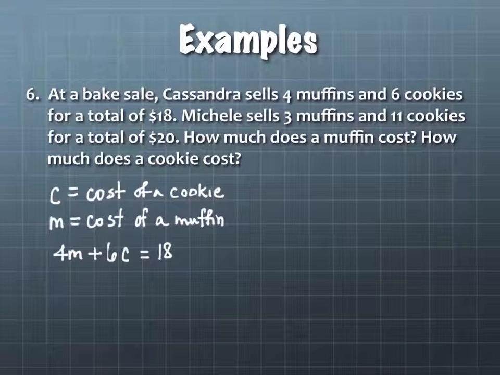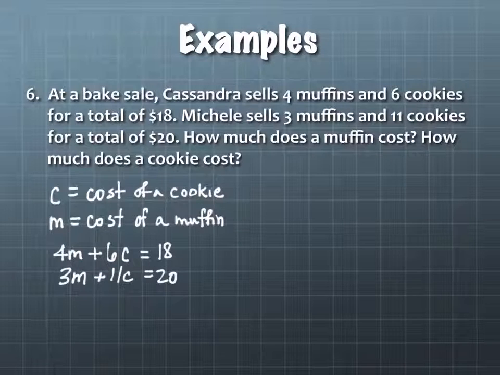Yeah. And then we have Michelle. What about Michelle? What is her equation going to look like? 3m plus 11c equals 20. Okay, everybody good so far?